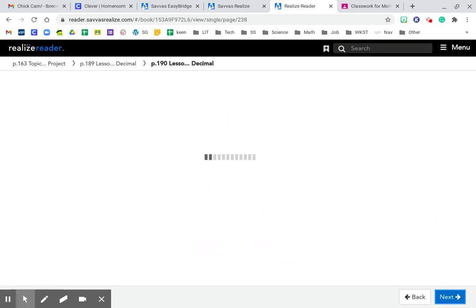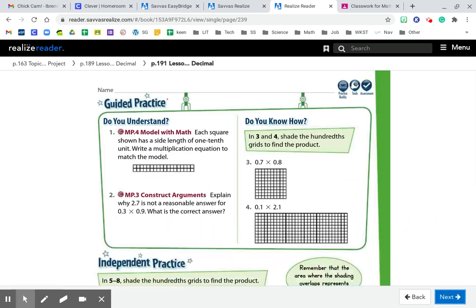So as we move on into the guided practice, each square shown has a length of 1/10 unit. Write a multiplication equation to match the model. So if this is our model that we have here, think of what we have over here. We have 0.2, and how many tenths do we have across? Remember, because they're saying each square is 1/10. So if we go all the way across, as you count them all the way across, it's 0.18. So how many little blocks do we have altogether? 0.18 times 0.2.